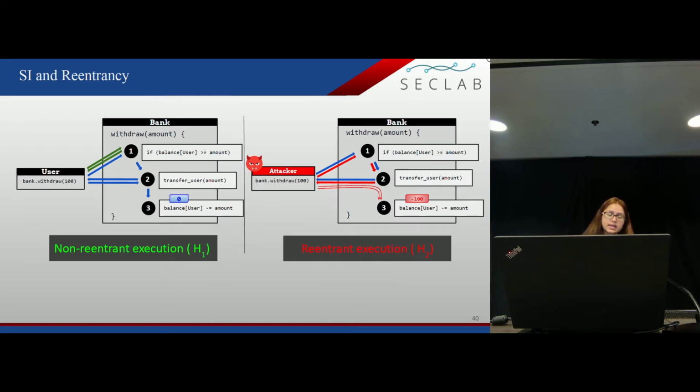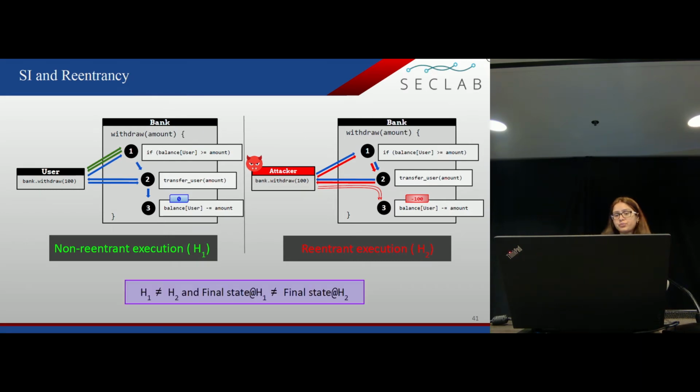So let's try to understand the relation between state inconsistency and reentrancy, and let's consider the bank example. We have seen two different kinds of executions of the bank. The non-reentrant execution we define as schedule H1, and the reentrant execution we define as schedule H2. Here, as we can see, H1 is not equal to H2 because the invocations of the withdraw function in both these schedules are different. And the final state of the bank contract, that is in this case the account balance of the user, is also different. And hence, we can conclude that the bank contract has a state inconsistency bug.